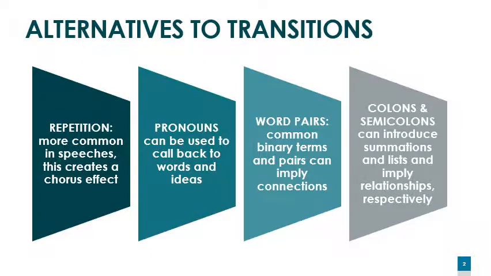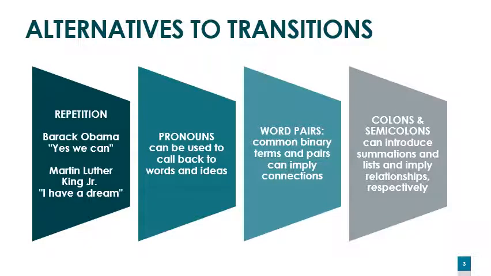So an example of each of these, for repetition, we might think about Barack Obama's repetition of the phrase, "Yes, we can," or Martin Luther King Jr.'s "I have a dream," both phrases that would come up multiple times within the speech in order to connect one part of the speech to another and to use them as a rhetorical device.